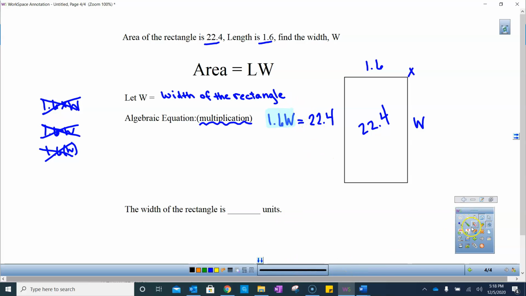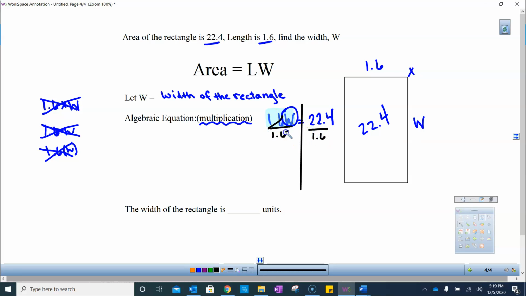All right, now that we've got our equation set up as multiplication, we're ready to solve. So to solve it, what we want to do is circle our variable and draw a line down the middle of that equal sign so we can clearly see the variable and the number with it, and then the 22.4 on the other side. So I'm going to circle my variable W, and that'll help me know that I need to get rid of that 1.6 by doing inverse operations on both sides. The opposite of multiplying by 1.6 is dividing by 1.6. So I'm going to divide both sides by 1.6.